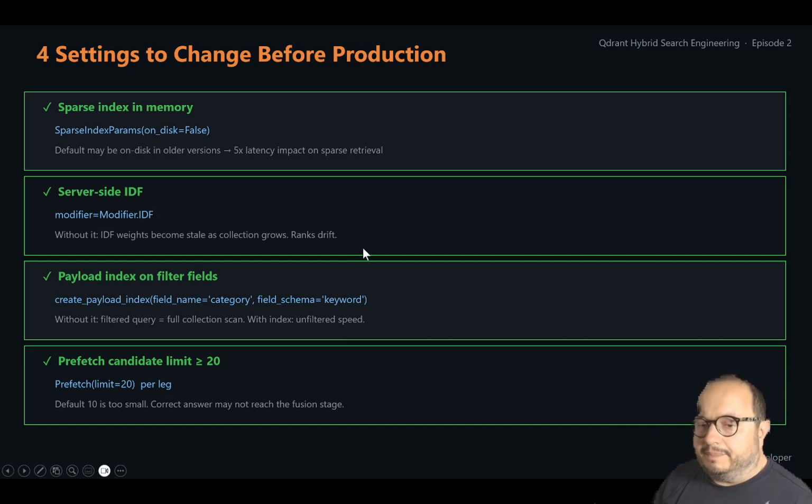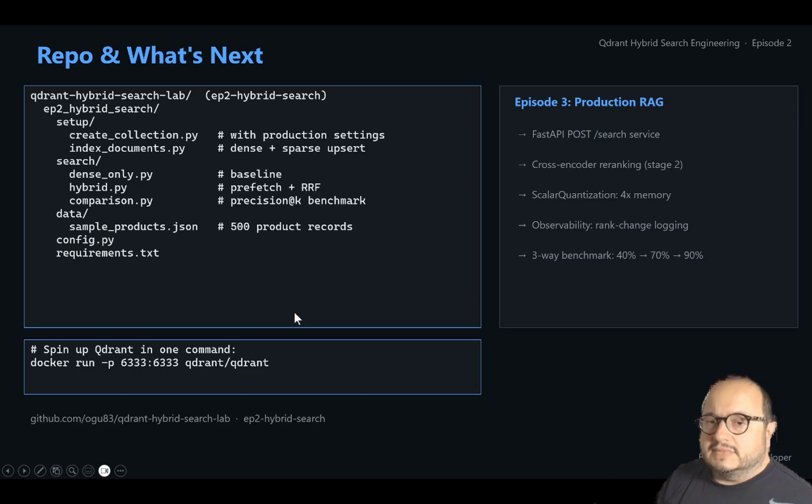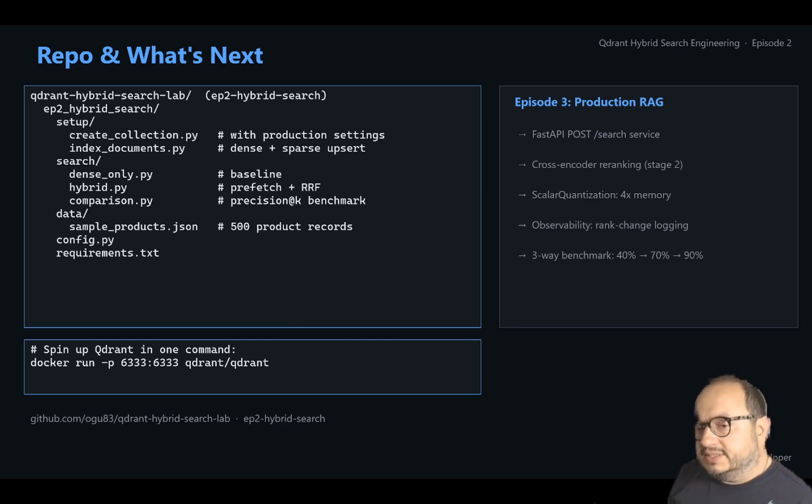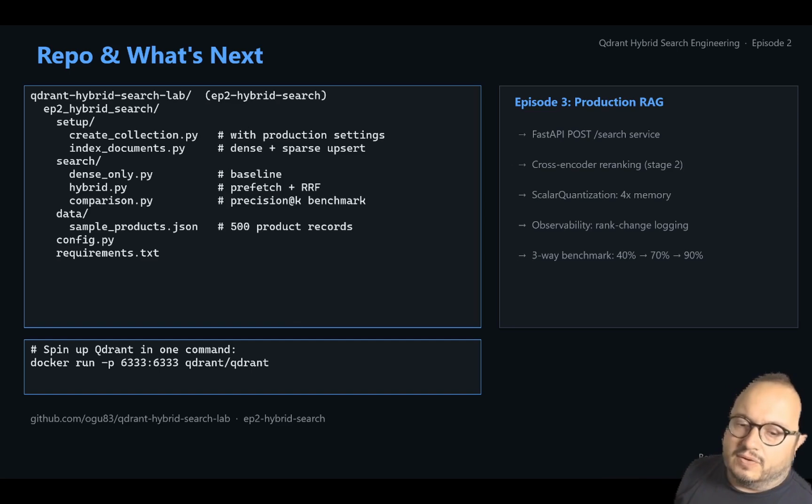Let me wrap up and show you what's in the GitHub repo. The GitHub repo is the Qdrant Hybrid Search Lab, branch episode 2 hybrid search. Here is what you get. Clone this repo, spin up Qdrant with Docker, one command in the README, run the setup scripts in order, then run comparison.py. You will see the precision difference yourself with your own numbers.